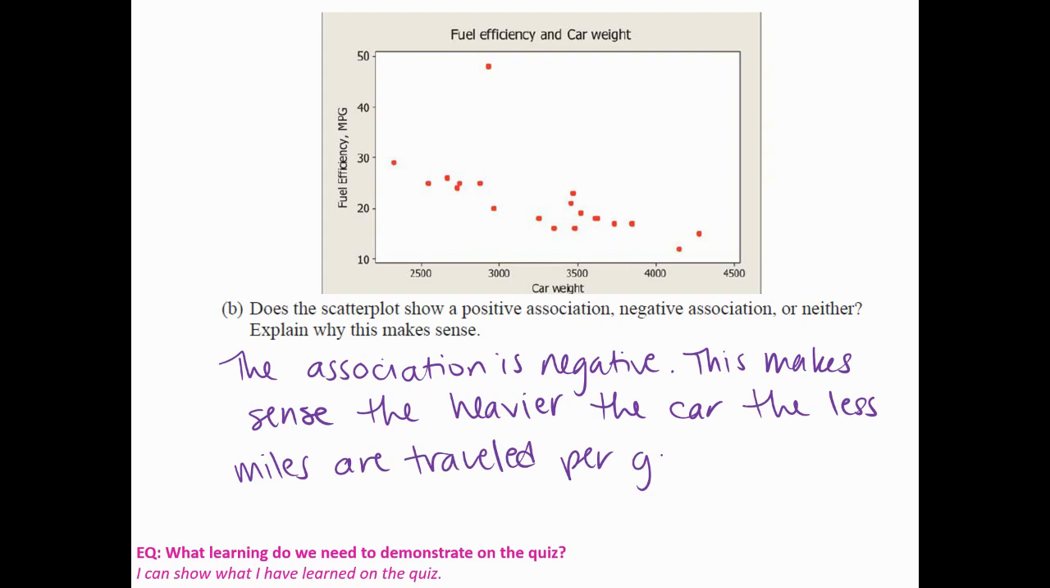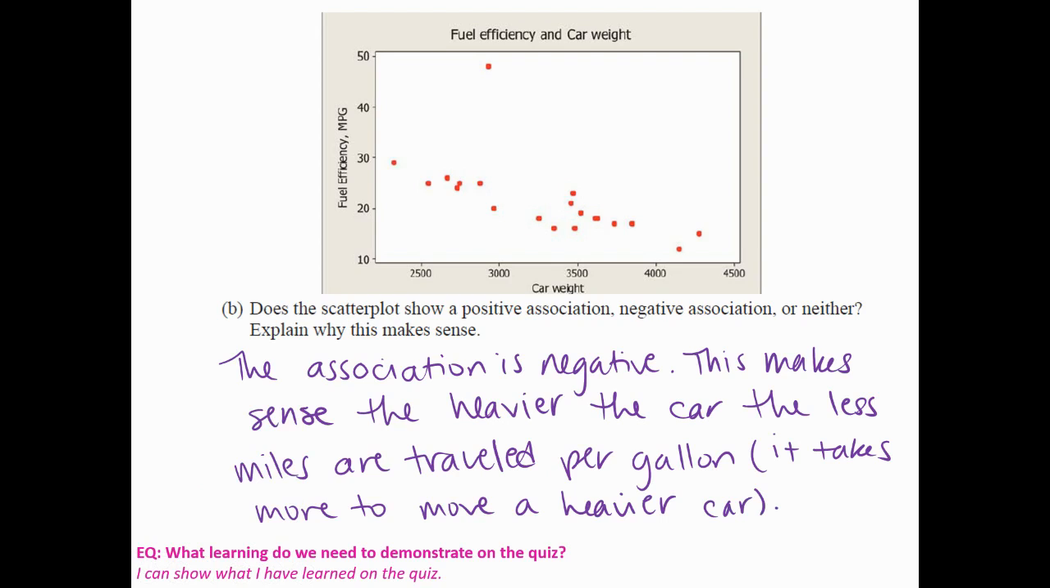Or a slightly different version of looking at this, you could also talk about it in terms of it takes more fuel to move a heavier car. I might just write that down. It takes more fuel to move a heavier car. That's why we're getting the less miles per gallon. Okie dokes. On to the next one.